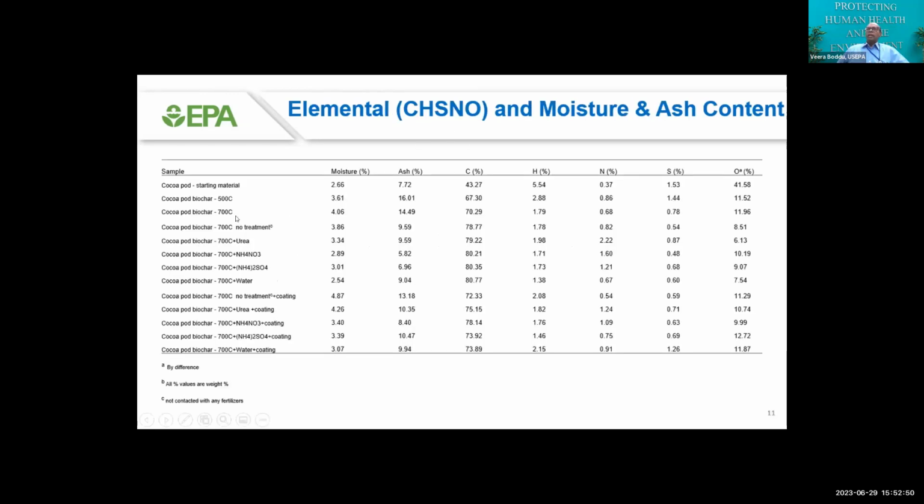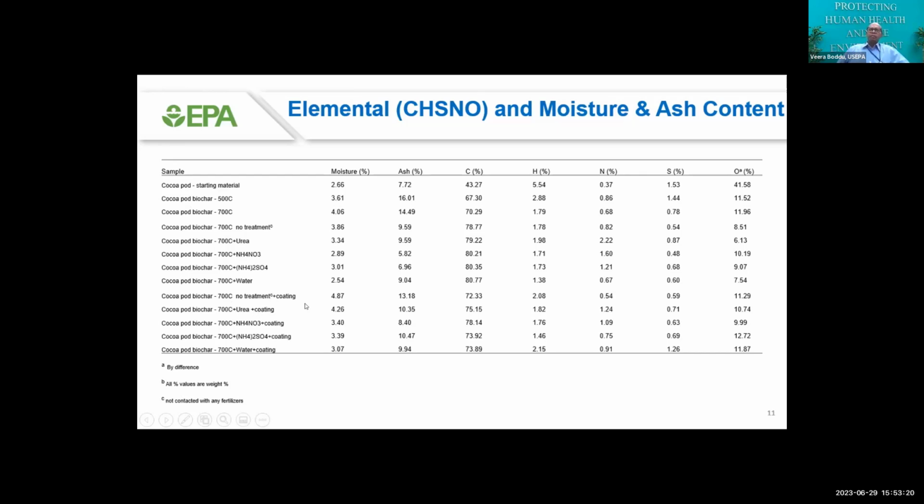I don't want you to read all those things, but I will read the important points. We have done the elemental analysis of cocoa pod, that is the starting material, and the biochar at 2 temperatures, and also cocoa pod biochar with no other treatments, that is, water washing or any other things, and urea impregnated, and ammonium nitrate, ammonium sulfate, and also coating.